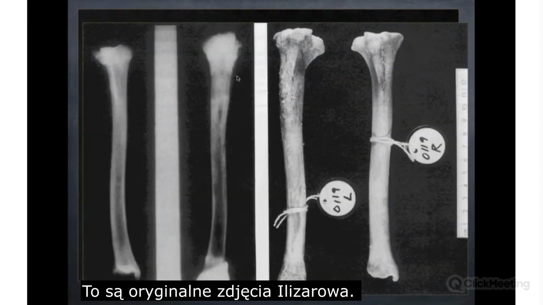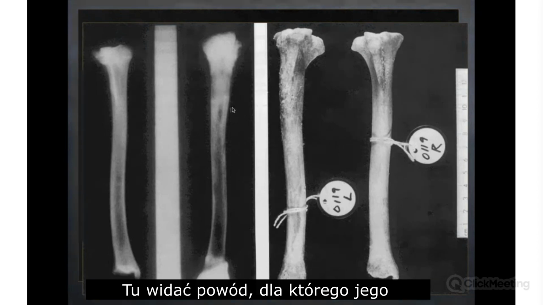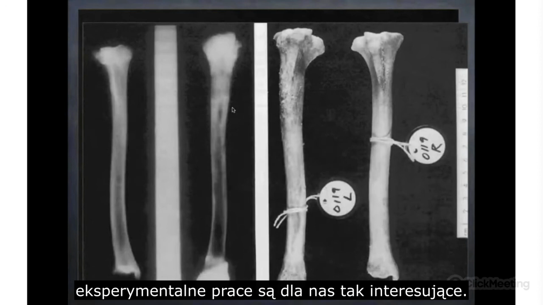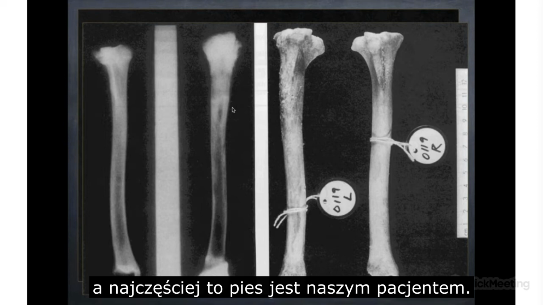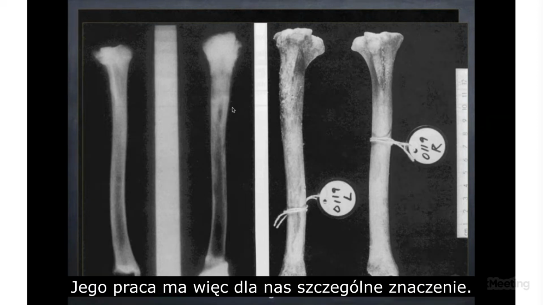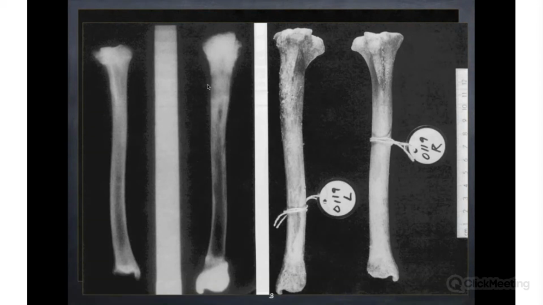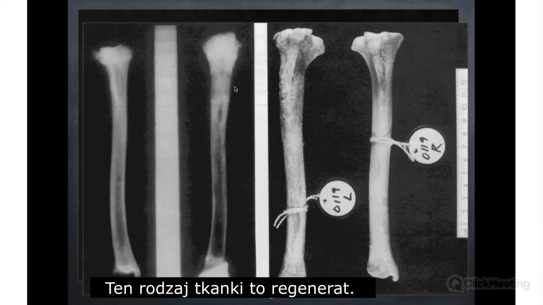Here you can see original pictures from Ilizarov. The reason why we have that high interest in his experimental work is because the experimental model for Ilizarov was the dog, and the dog for us, of course, is our patient in most cases. So we are specifically interested in knowing his work. You can see, and then in a second we will have further information about this kind of tissue.